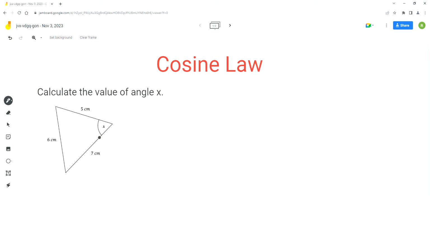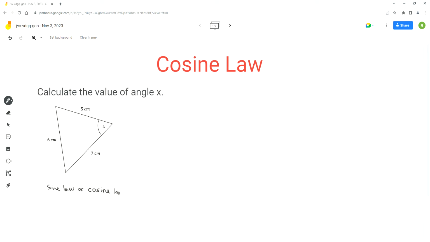Now we can say that this triangle is not a right angle triangle because there is no information in this triangle that indicates that this is a right angle triangle. So this triangle is an oblique triangle. Therefore, to find the value of x, we have to use either sine law or cosine law. So that's the first analysis we have to do to identify the steps for finding the missing angle.